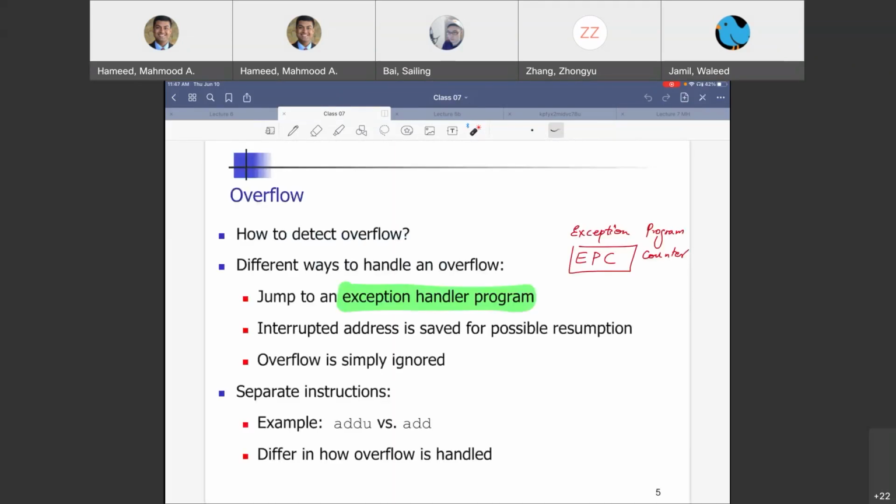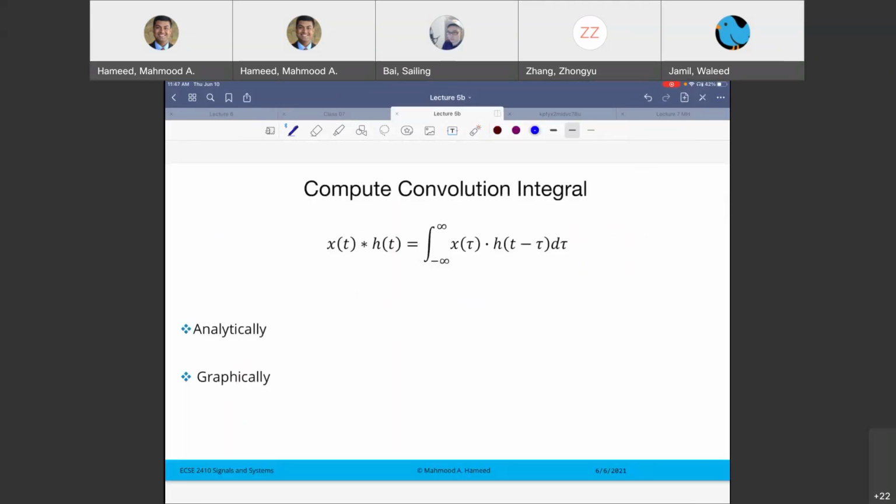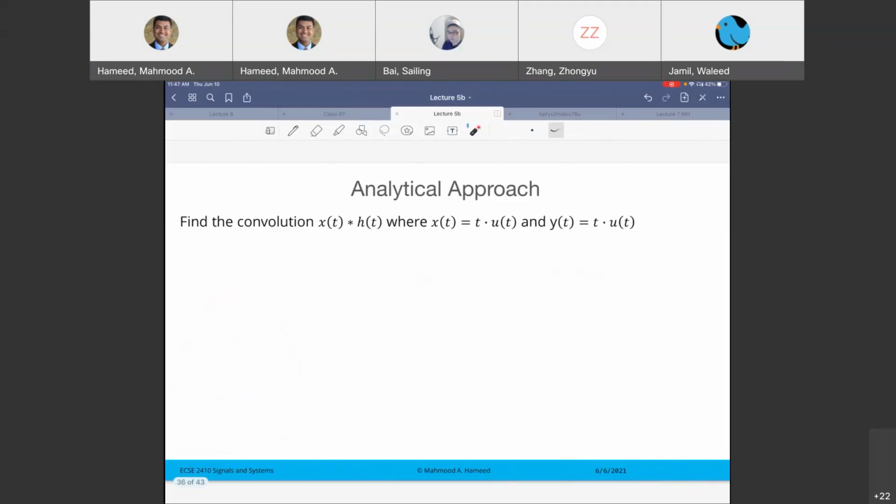All right, let's come back to this. Compute it analytically. Compute it analytically essentially means evaluate this integration. It's going to work when you have signals that have a defined lower and upper limit, but graphically works for all. The first one is the analytical approach. So let's put these things into the convolution integral and find it out.